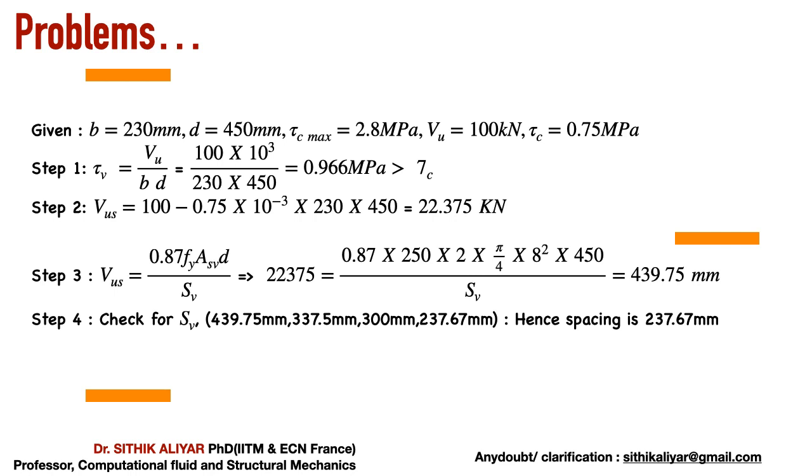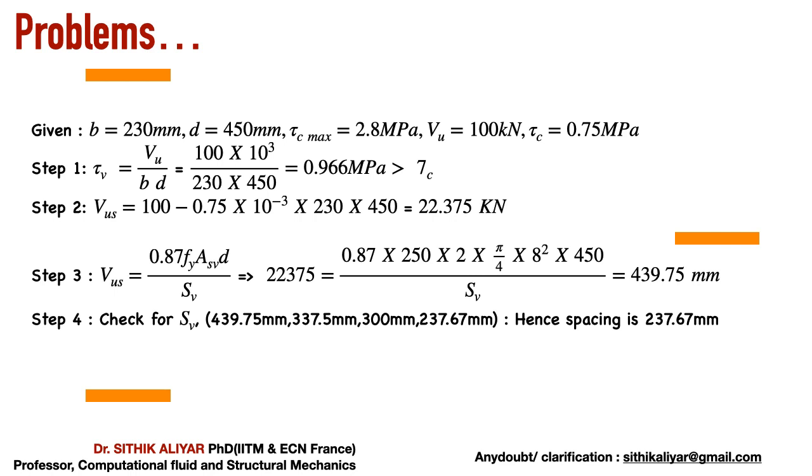So what will you do now? We have to determine the extra shear force, and design the stirrups. The extra shear force is coming around 22. Substitute everything here, bring the SV to this side, multiply everything, pi by 4, 8 square, and you will get a spacing of 439 mm.